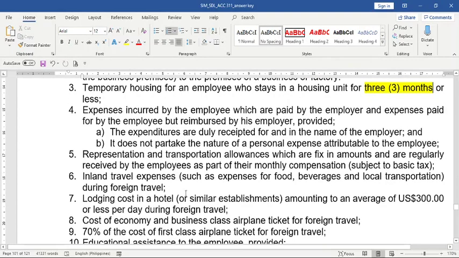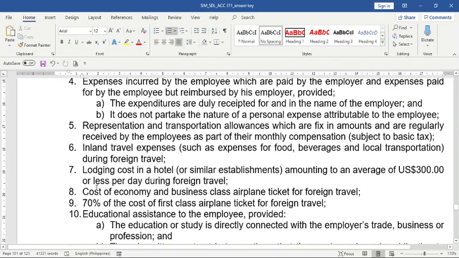Number 5, representation and transportation allowances which are fixed in amounts and are regularly received by the employees as part of their monthly compensation. They are subject to basic tax. Inland travel expenses such as expenses for food, beverages, and local transportation during foreign travel. They are not subject to FBT.